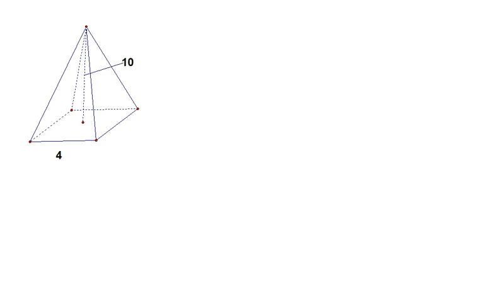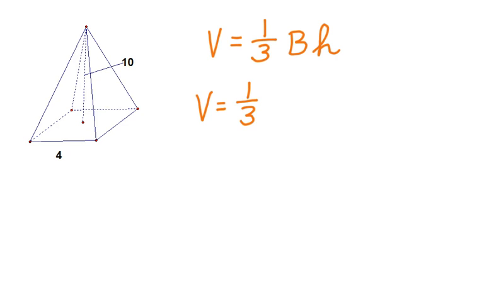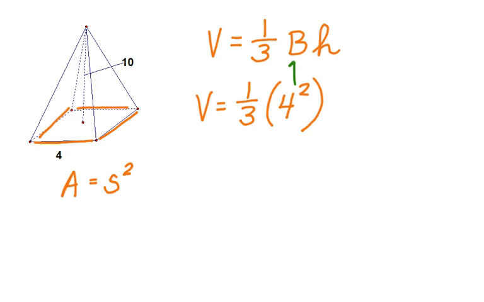Here's our pyramid once again, and here's our formula. Volume is equal to 1/3 the area of the base times the height. Now let's substitute what we know. Volume is equal to, bring down the 1/3. How do we find the area of a square? The area of a square, here's our square, is found by multiplying the side times itself. The side length here is 4, so we can say that if we take 4 and we square it, then we will have the area of the base. And our height is 10.